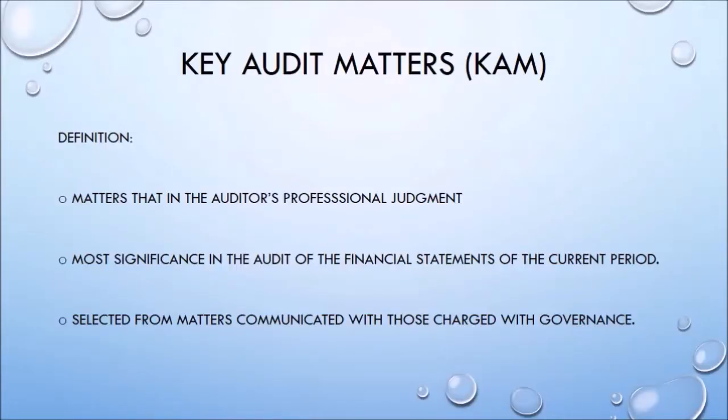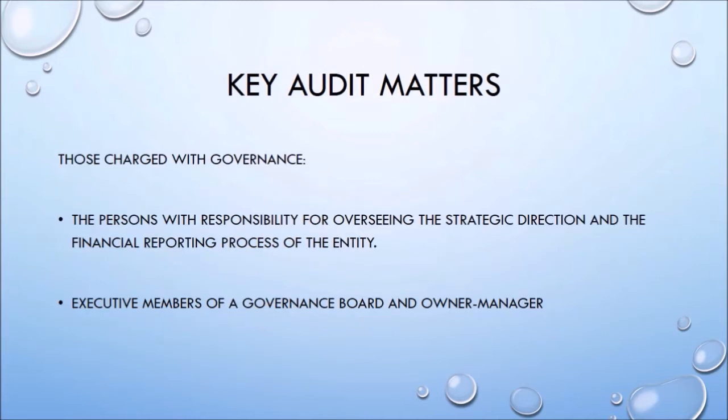What is key audit matters? Key audit matters are those matters that, in the auditor's professional judgment, were of most significance in the audit of the financial statements of the current period. Key audit matters are selected from matters communicated with those charged with governance. Those charged with governance are the persons with responsibility for overseeing the strategic direction and the financial reporting process of the entity. May include executive members of a governance board and owner-manager.